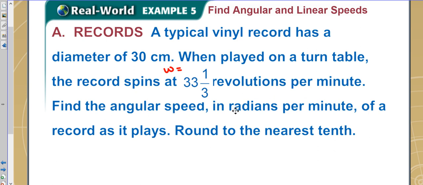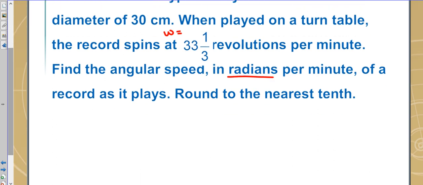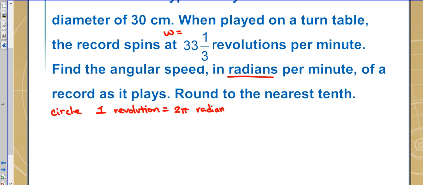Now, when it says find the angular speed, it says do it in radians per minute. So what's the difference? Well, let's think about this. In a circle, if you went one revolution, how many radians did you travel? Well, you went 2 pi radians. If it were in degrees, you would have gone 360.